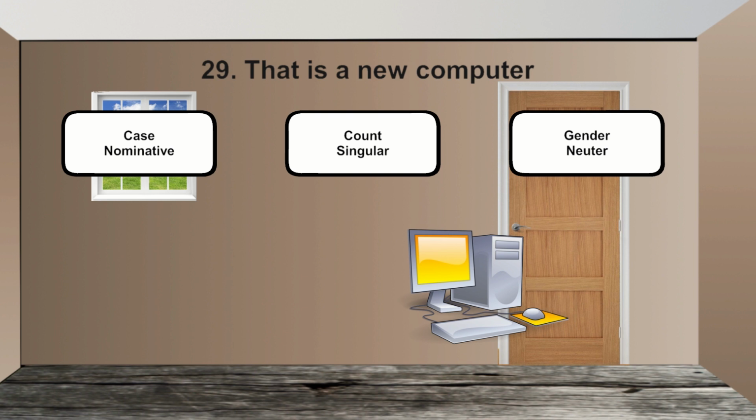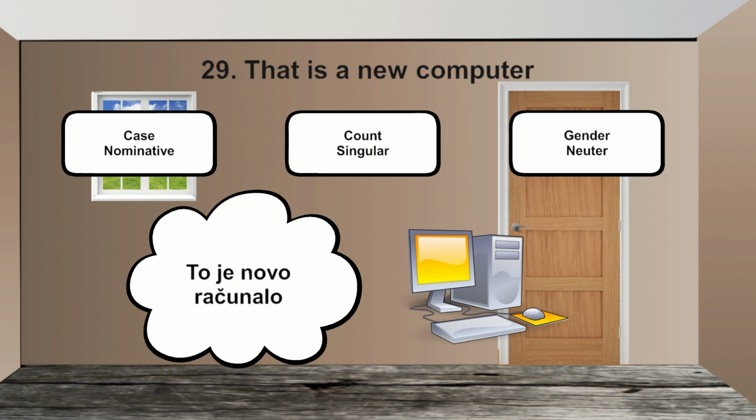Question 29. Pitanje 29. That is a new computer. Neuter, singular. To je novo računalo. To je novo računalo.